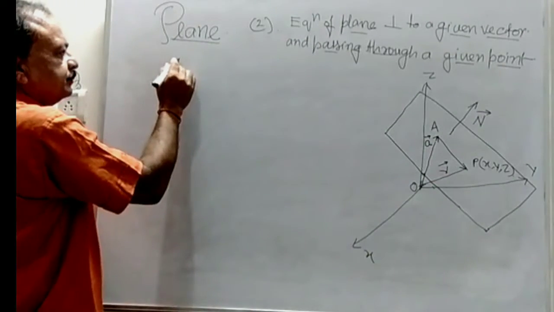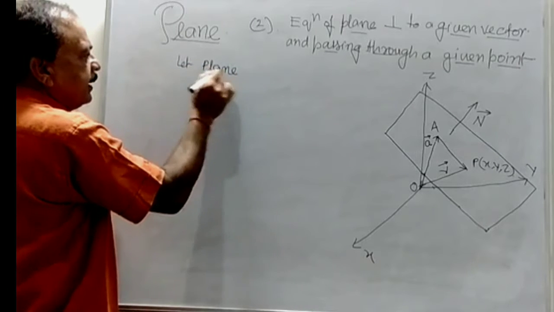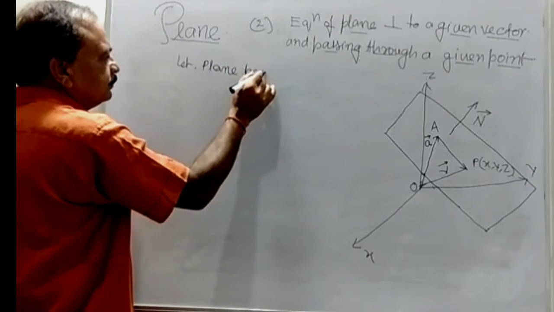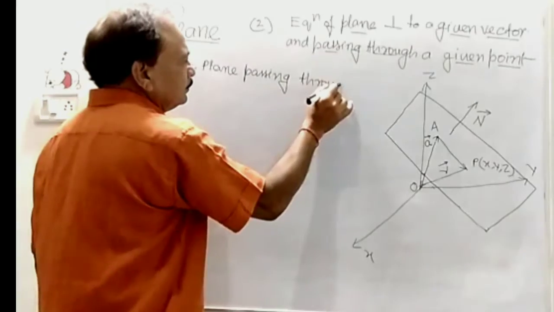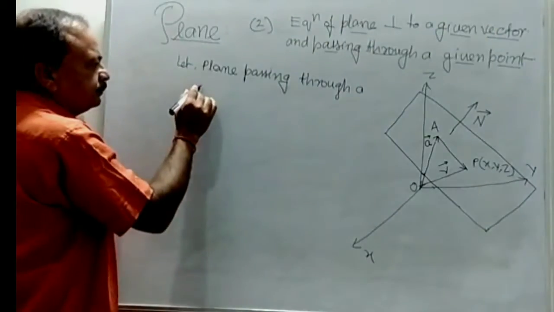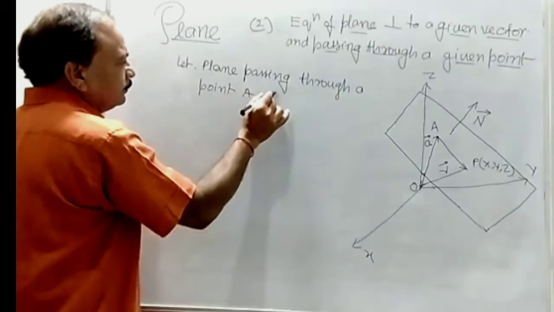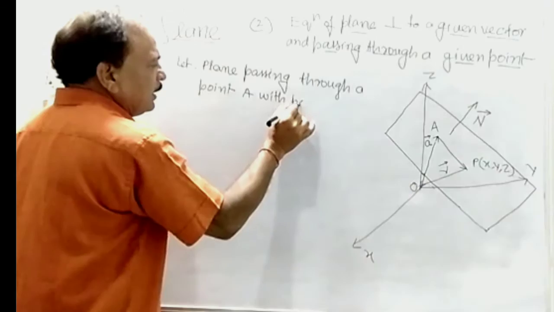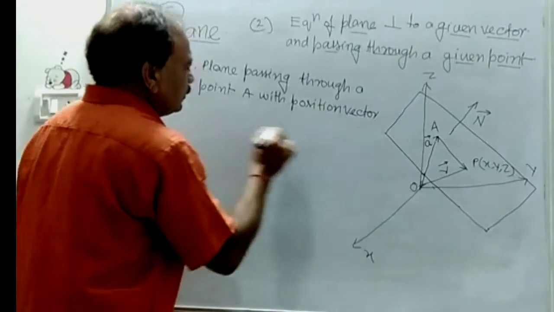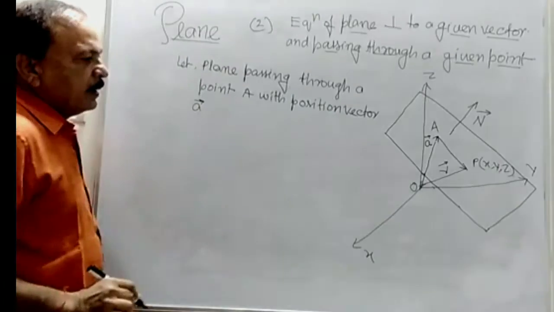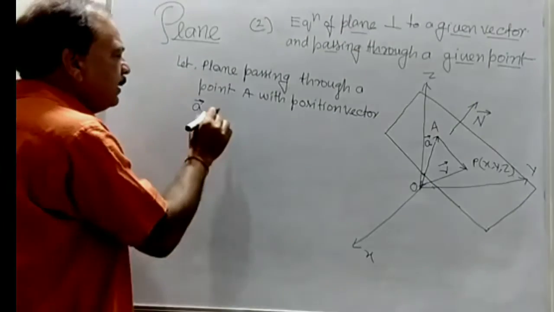Let the plane pass through a point A with position vector a. Consider a point P.